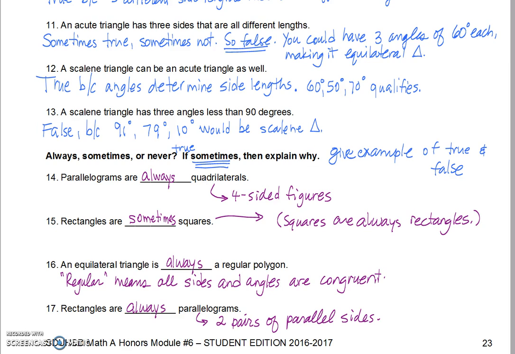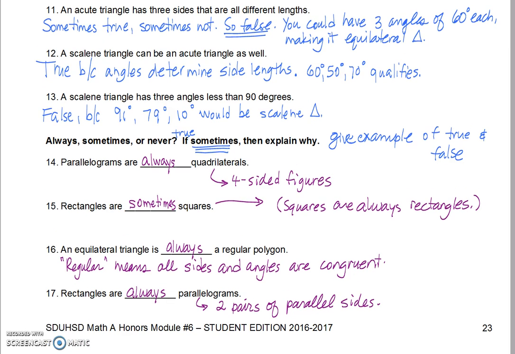Number 16 was the only always. Number 16 is always. An equilateral triangle is always a regular polygon, and the definition of regular means that all sides and angles are congruent. And finally, number 17, rectangles are always parallelograms. The definition of a parallelogram is a 4-sided figure having 2 pairs of parallel sides. All right, so hopefully you got all those correct. Anything you didn't get correct, put on your list of things to study.